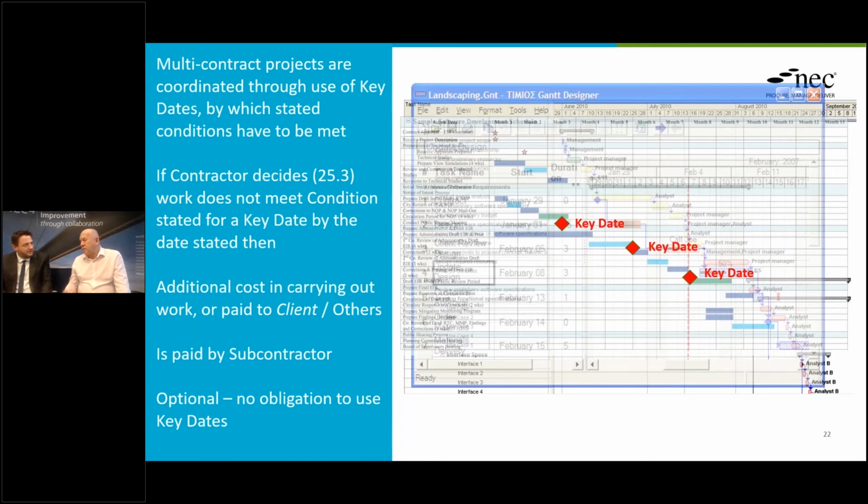And that also applies for sectional completion. Same concept. And of course, these key dates may have nothing to do with sectional completion. May have nothing to do with the completion date of the whole of the works.